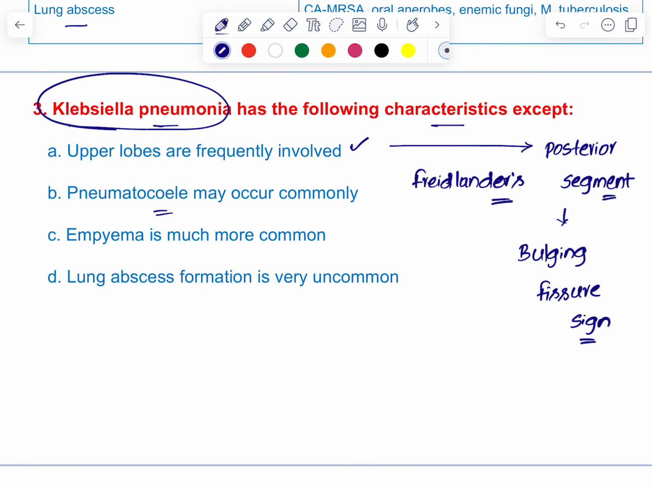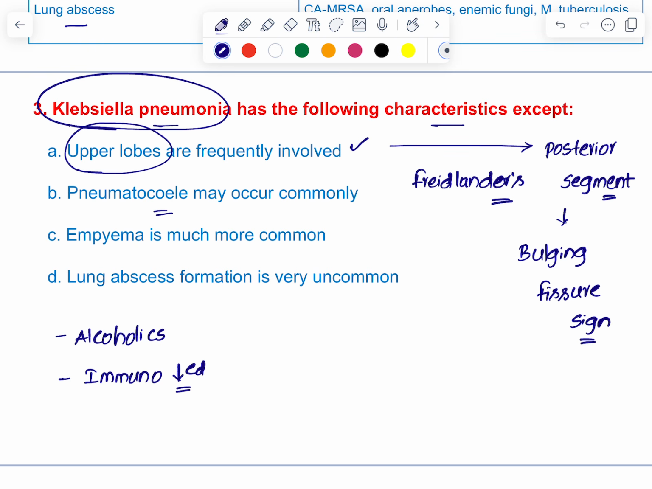And what about pneumatocele? Pneumatocele can also be seen in patients with Klebsiella pneumonia. Pneumatocele is observed in patients with Streptococcus pneumoniae, Staphylococcus aureus, and even Klebsiella. And this Klebsiella is very common in alcoholics, and it is also very common in immunocompromised patients. And which lobe is affected? The upper lobe involvement is very, very common.